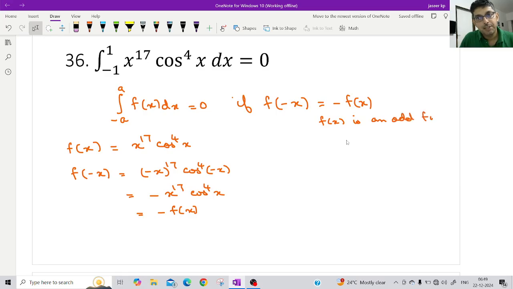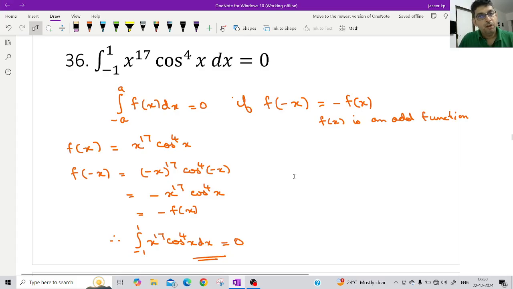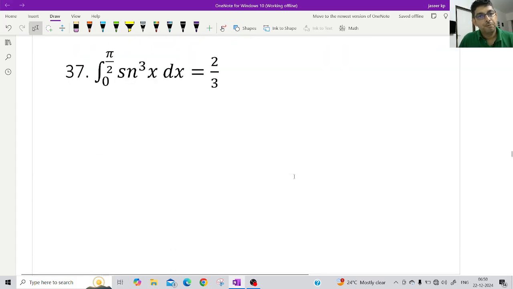So because f of x is an odd function, we can say that therefore, using the property, integral minus 1 to 1 x to the power 17 cos to the power 4 x dx equals 0. So we are asked to prove this only. Now we'll move to the next problem.